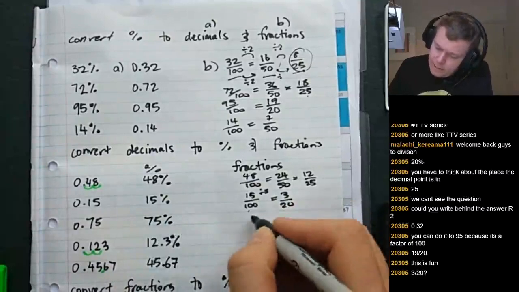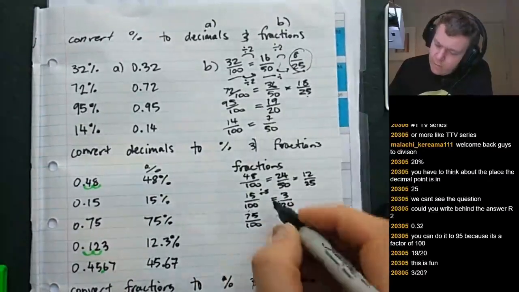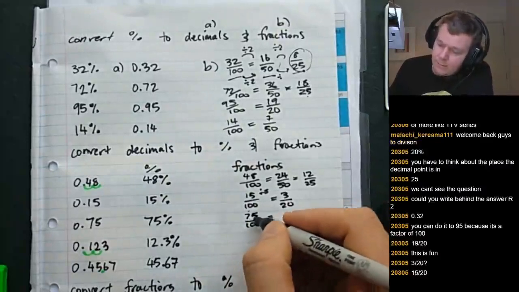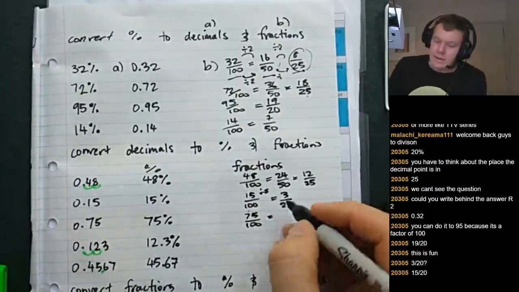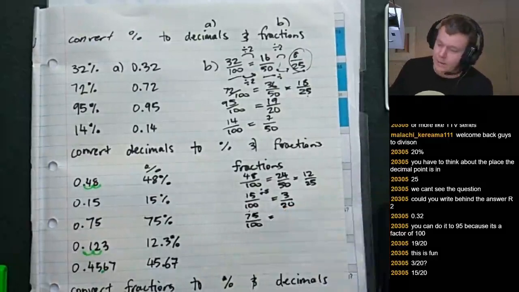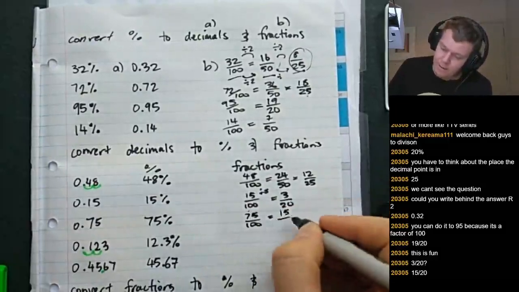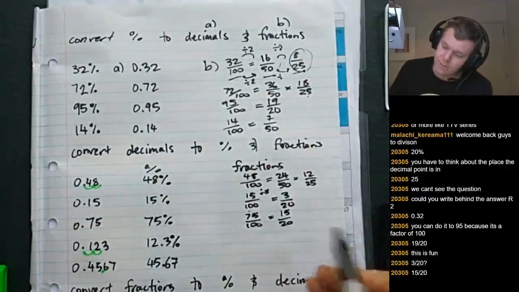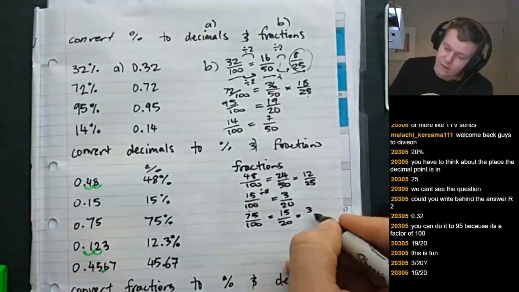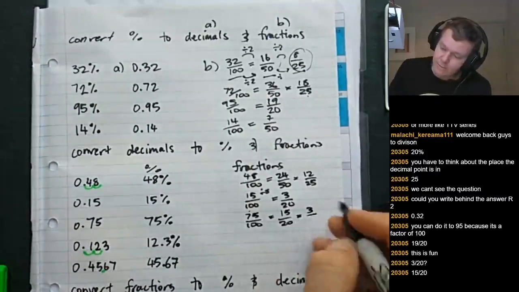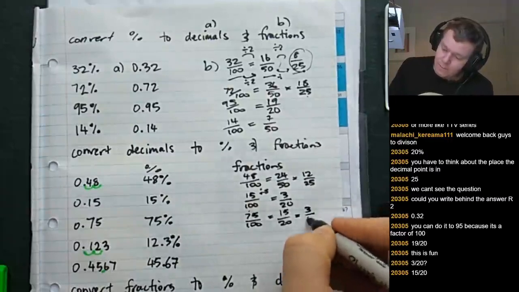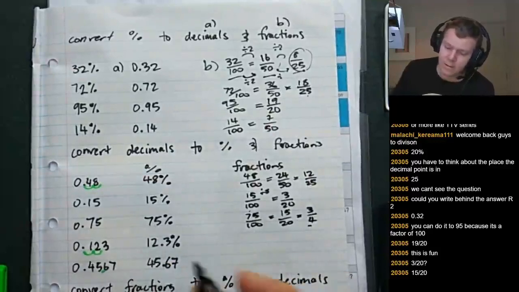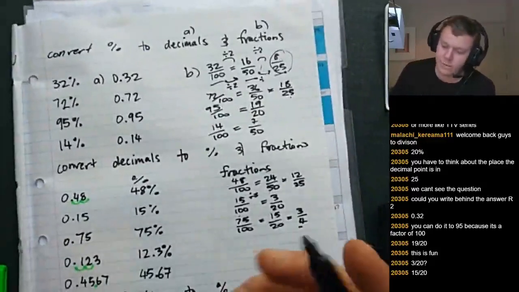75%, we're going to get 75 out of 100, which is equivalent to, well, if we didn't know to go straight there, we're going to get 75 divided by 5 is 15/20, and actually 15 and 20 can be divided by 5 again. So 15 divided by 5 is 3, and 20 divided by 5 is 4. So 75% is 3/4, and you could think of that back to when we had 25%.